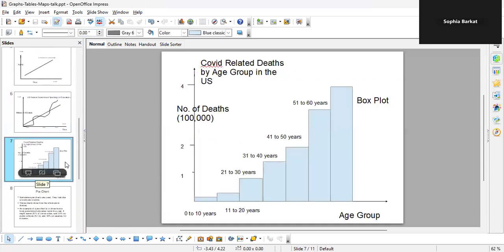Here we have something called a box plot. Instead of lines, we see boxes, right? So if you look at COVID-related deaths by age group, you might see that there were very few deaths for people younger than 10, and then suddenly the death rate seems to be very high if the person who had COVID was over a certain age, like 50 or 60 or something, right? So this is one way of representing it. These are called box plots.